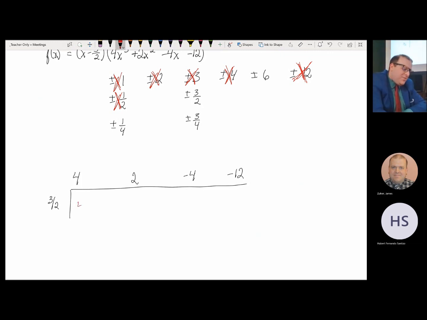Four times 3 halves plus 2 times 3 halves minus 4 times 3 halves minus 12. 3 halves is a 0 twice.